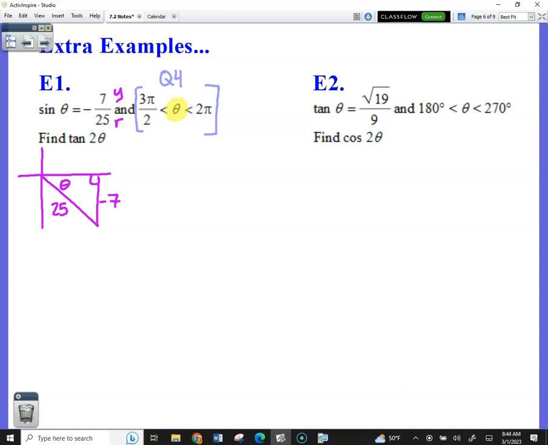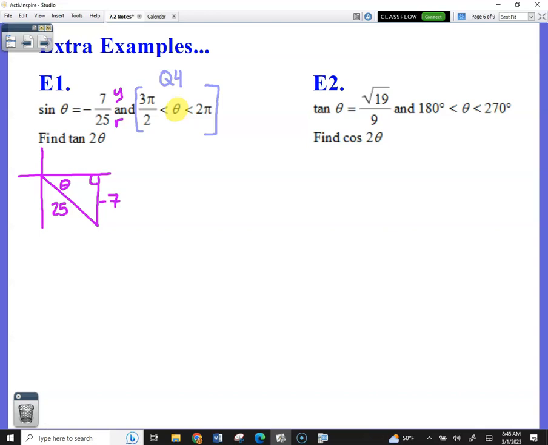Now when you go to find the missing side, don't let that negative throw you off, because I know some of you still struggle with putting parentheses around a negative number before you square it. If you don't put parentheses, it's going to come out as a negative, and it's not supposed to be. It's supposed to come out positive.